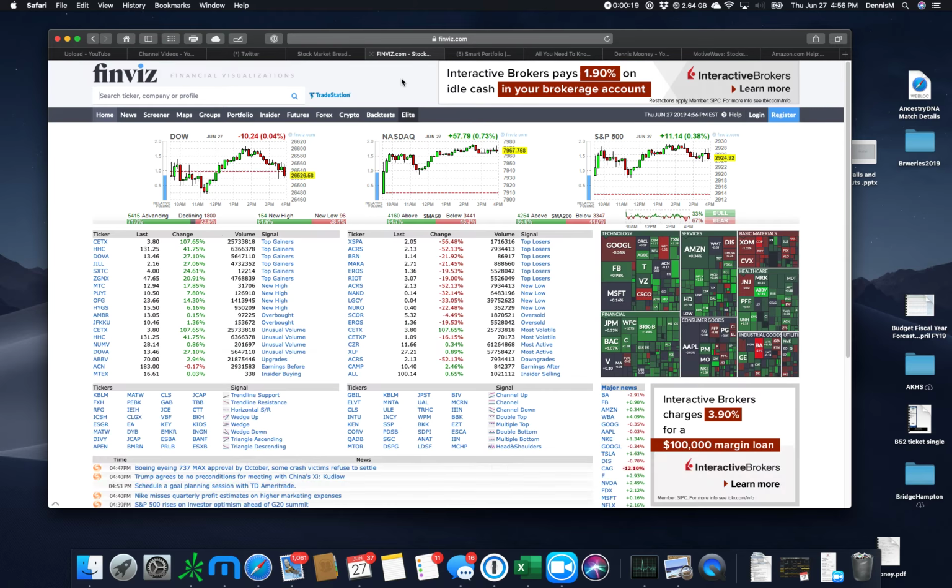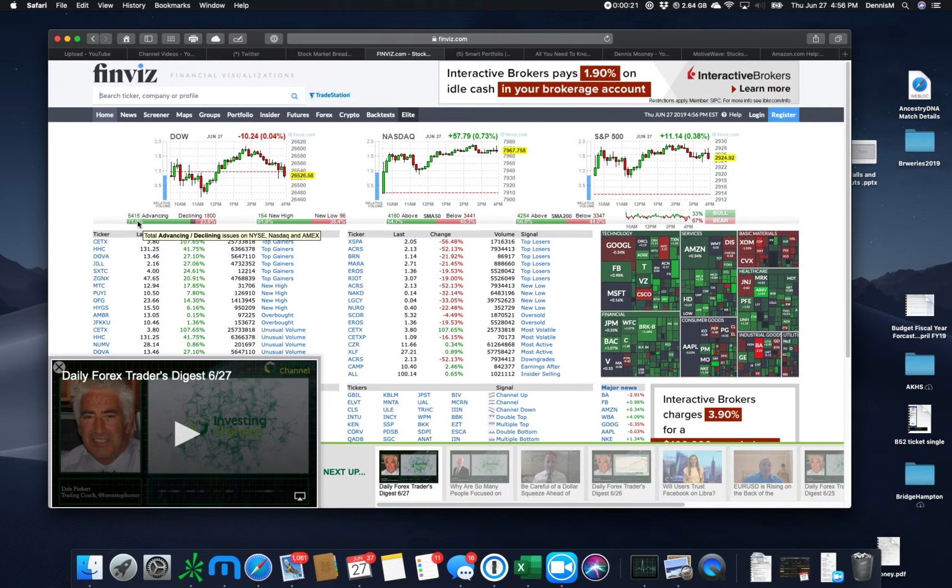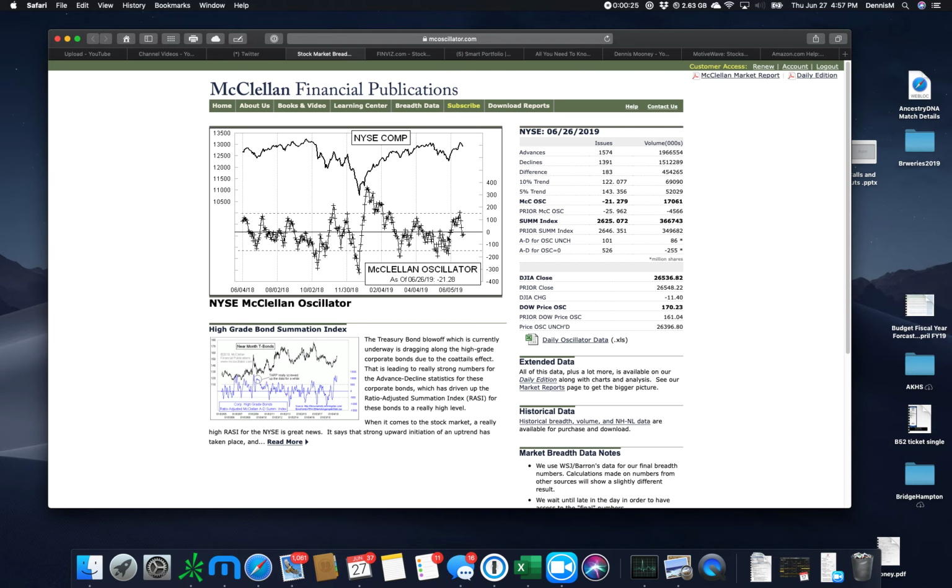FinViz tells us that advancers and decliners were significantly in favor of the advancers. So that is going to take the McClellan oscillator a bit above zero. And who knows, we could chatter like this for some time. But we're going to have to wait and see if there's momentum to go up further. Remember, Saturday is the big day.